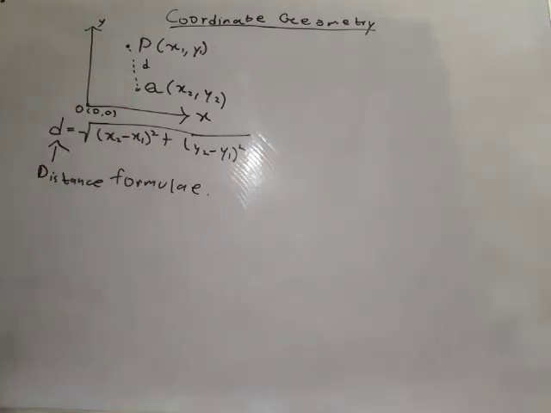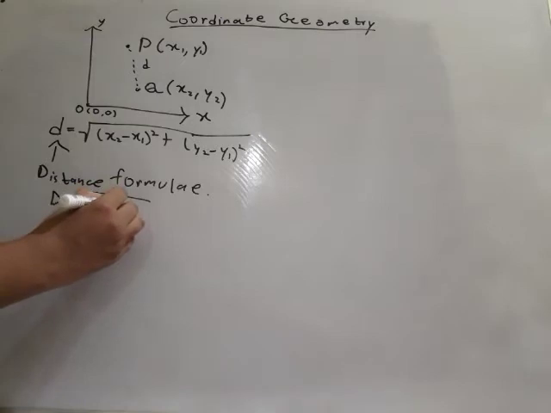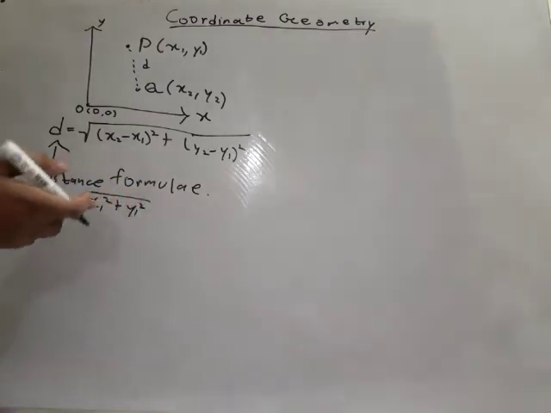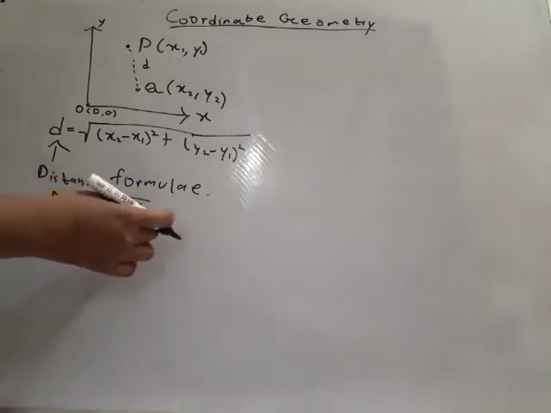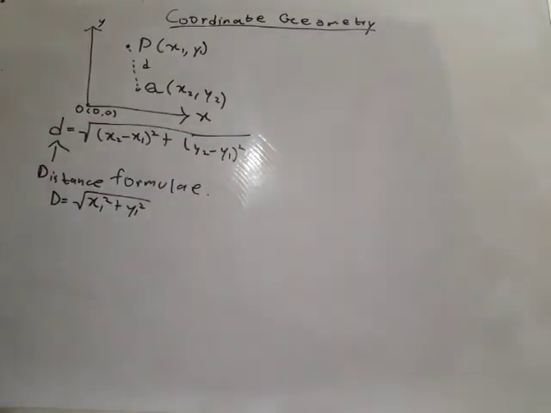What will be the distance of P from the origin? It will be given by, let it be capital D, capital D equals root x1 square plus y1 square, since x1 minus 0 whole square is always x1 square, and similar is the case in y. So the distance formula is done.